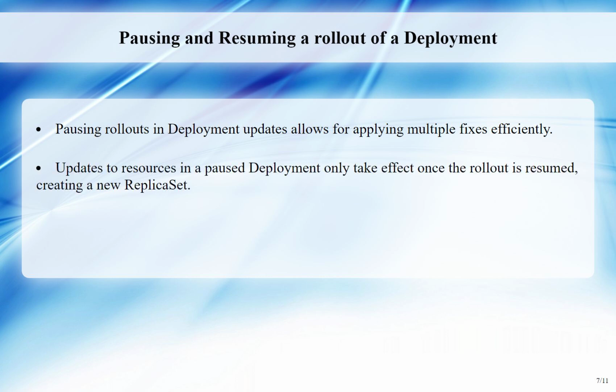You can update the image or resources of the deployment while it is paused, ensuring that new updates will not take effect until the rollout is resumed. Once you resume the rollout, a new replica set with all the updates will be created, and you can monitor the status until it is completed.